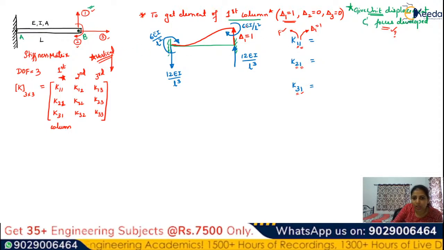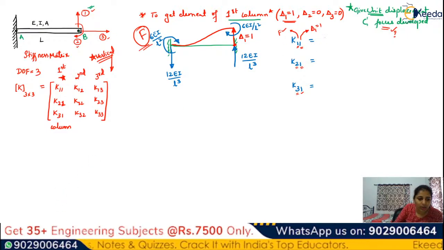So the first coordinate is what? Vertically up. You come here in the blue, whatever I have written are forces. The forces are in the blue color. See, now at this point you have vertically up as 1. So here what we have vertically up is 12 EI by L cube. This is also vertically up. This is also vertically up. So the value here will be what?